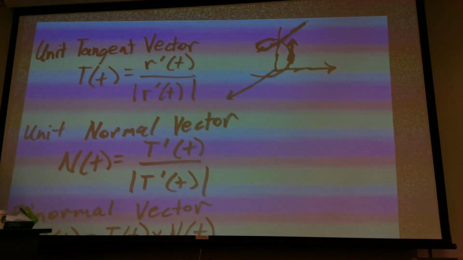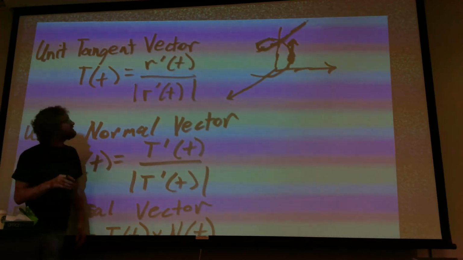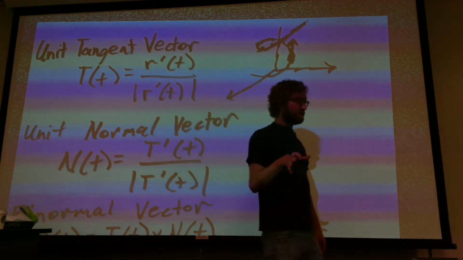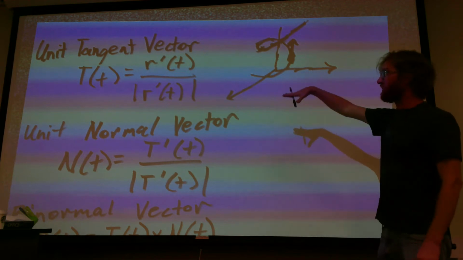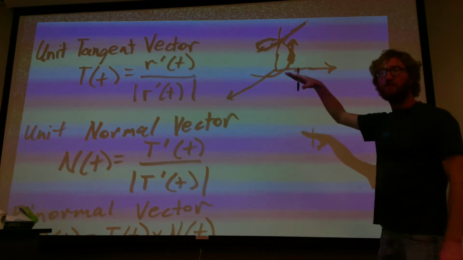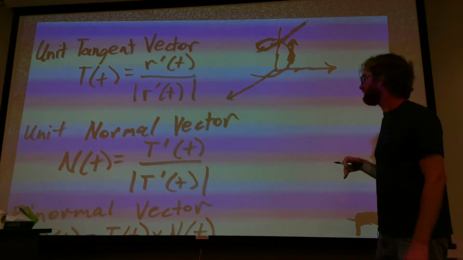What is meant by unit is that it's going to have a magnitude of 1. So it's the tangent vector at that point, divided by its magnitude, so it's a unit tangent vector.